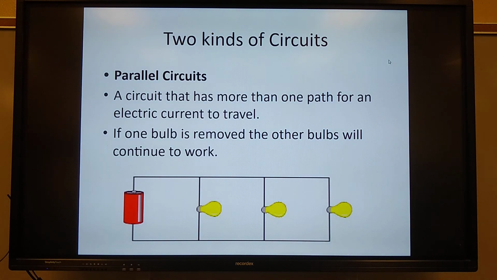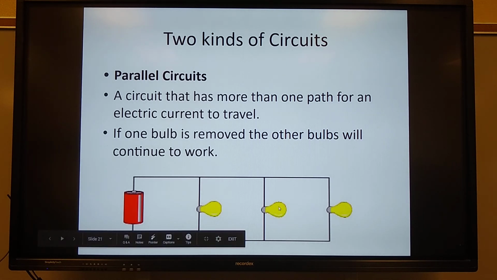Parallel circuits. A circuit that has more than one path for an electric current to travel. If one bulb is removed, the other bulbs will continue to work. So in this circuit, you can see that there's many ways that the electric current can flow. So if I were to take off one of these bulbs, the other bulbs will still work.